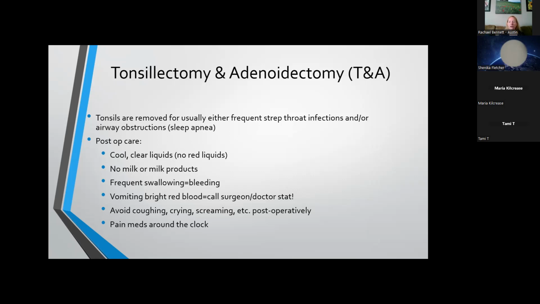So we try to prevent that child from coughing, from sneezing, from crying, from screaming. So we keep him very calm, which is why we need to give those pain medications around the clock. All right. That is going to hopefully keep that child comfortable until he's past the painful period. We're able to heal, not bust those sutures, not have any potential hemorrhaging.